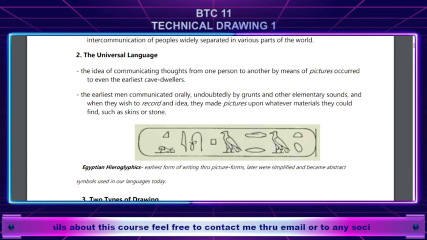The earliest men communicated orally and undoubtedly by grunts and other sounds. So they uttered certain sounds for them to communicate or to understand one another. And when they wished to record an idea, they made pictures upon whatever materials they could find, such as skin or stone. So here's a sample illustration. People communicated by means of drawing or illustration.